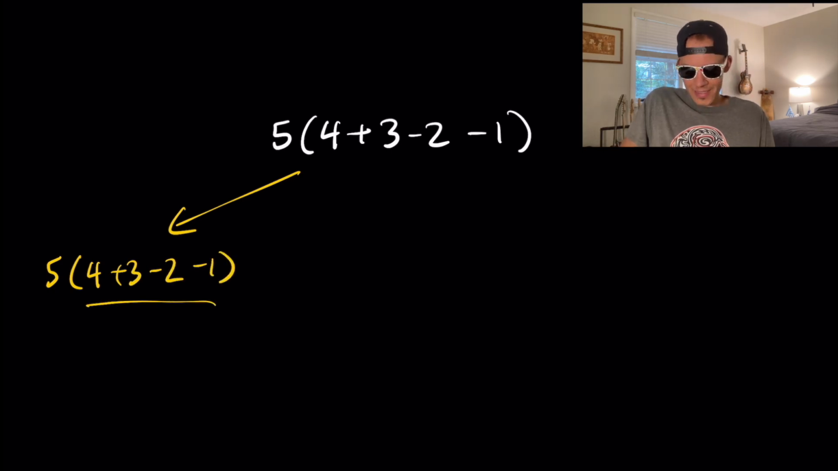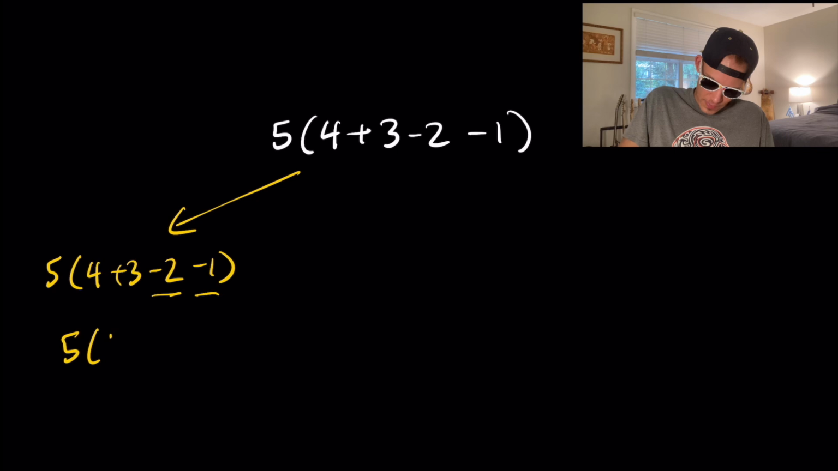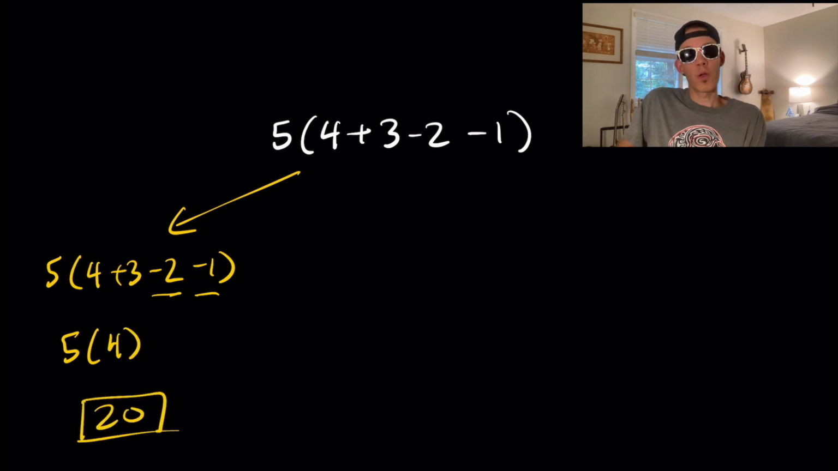If we do inside the parentheses first, I should say, 4 plus 3 is 7, minus 2 is 5, and then minus 1 is 4. So I'll have 5 times 4, which is going to give me 20. So knowing order of operations, we can use that here, and we know that our answer should be 20 once we do it the distributive property way.